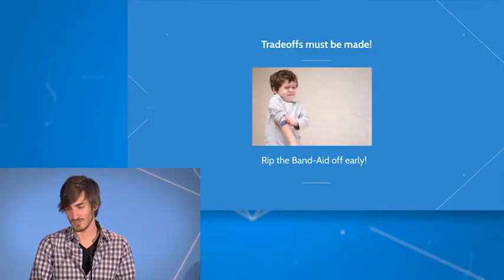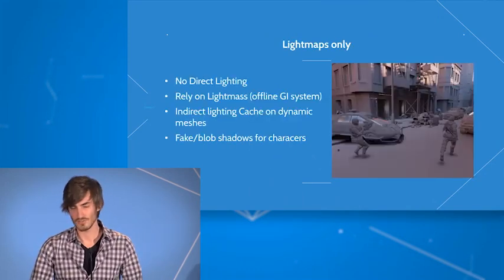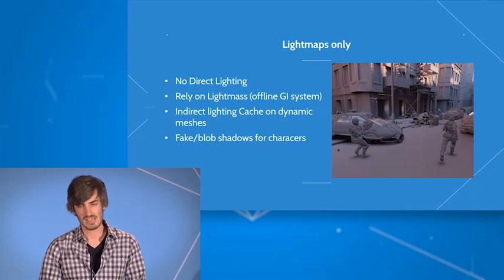We had to rip the Band-Aid off really early. So the first one we made was lightmaps only. We can use Lightmass, which does an amazing job of having really nice looking offline GI. There's the indirect lighting cache, which looks pretty good these days for indirect lighting on dynamic objects, and I'd have to do fake blob shadows for pretty much everything else.